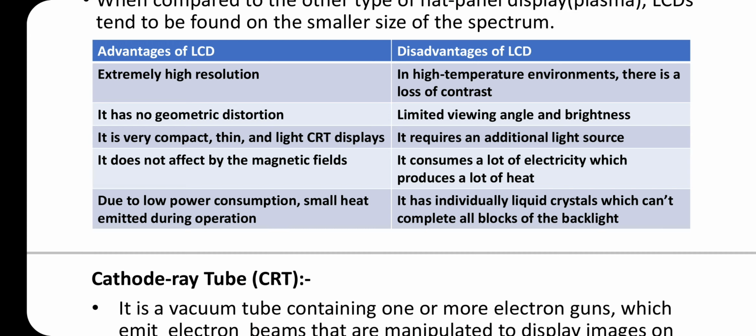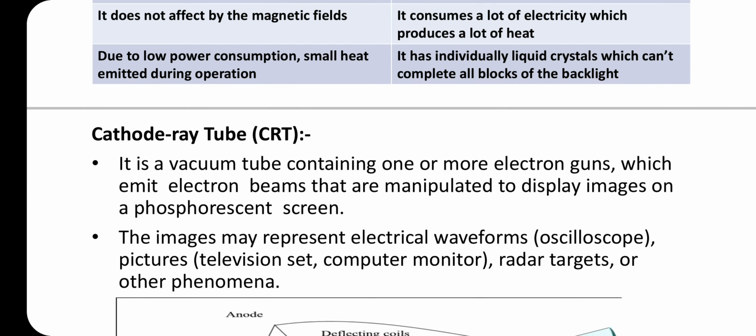Disadvantages of LCD. In high temperature environments, there is a loss of contrast, limited viewing angle and brightness. It requires an additional light source. It consumes a lot of electricity, which produces a lot of heat. It has individual liquid crystals which can't block all of the backlight. We can also analyze the other remaining options.